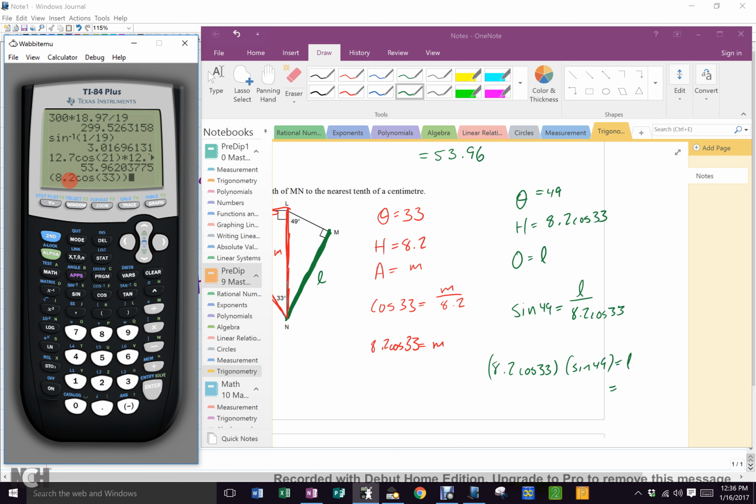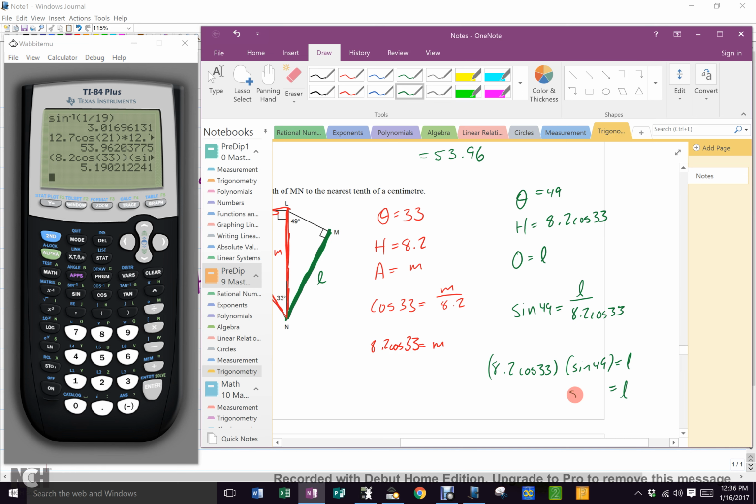Now, I've done one. Now I open a new set of brackets. Sine 49, close brackets. And I got to close the bracket again. Equals 5.19. And my calculator. Listen to me.